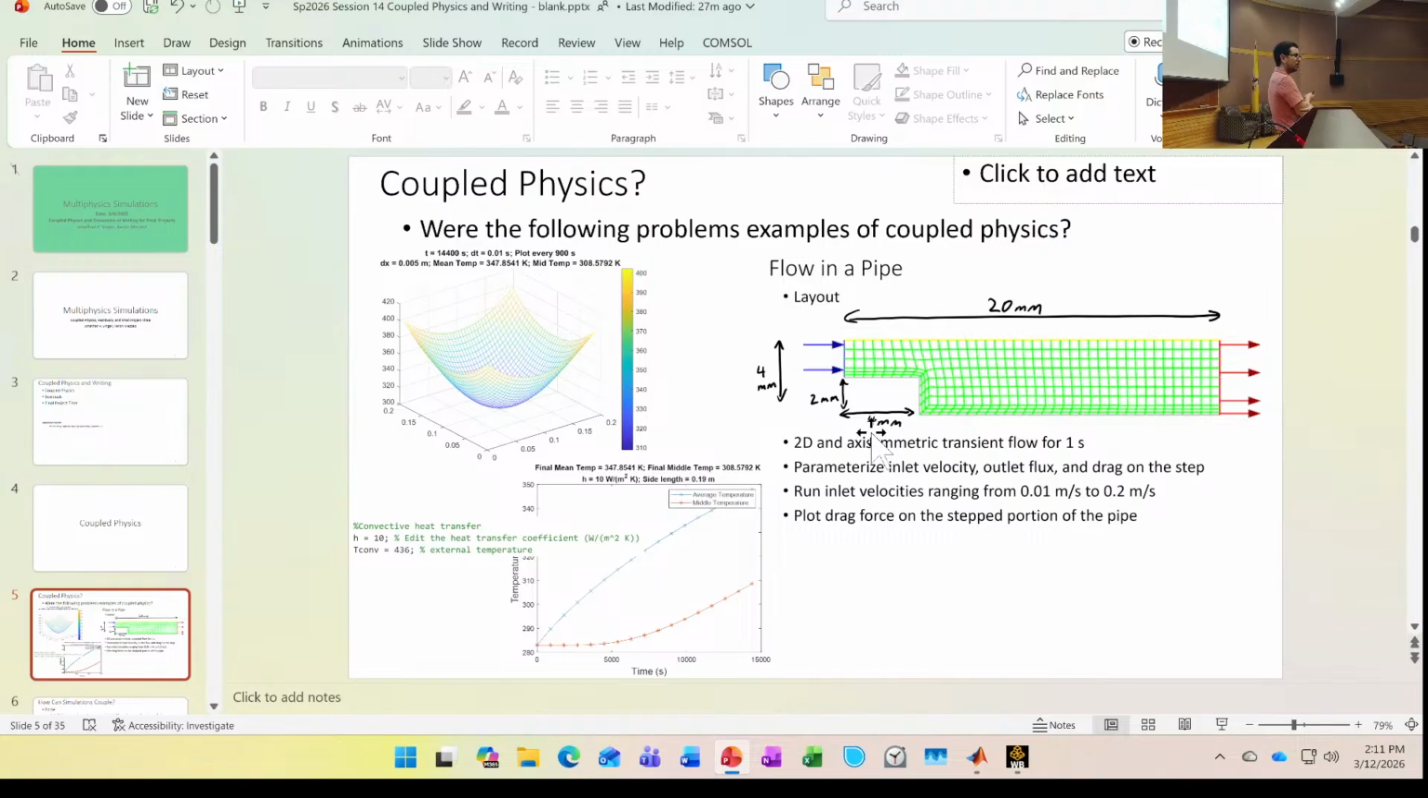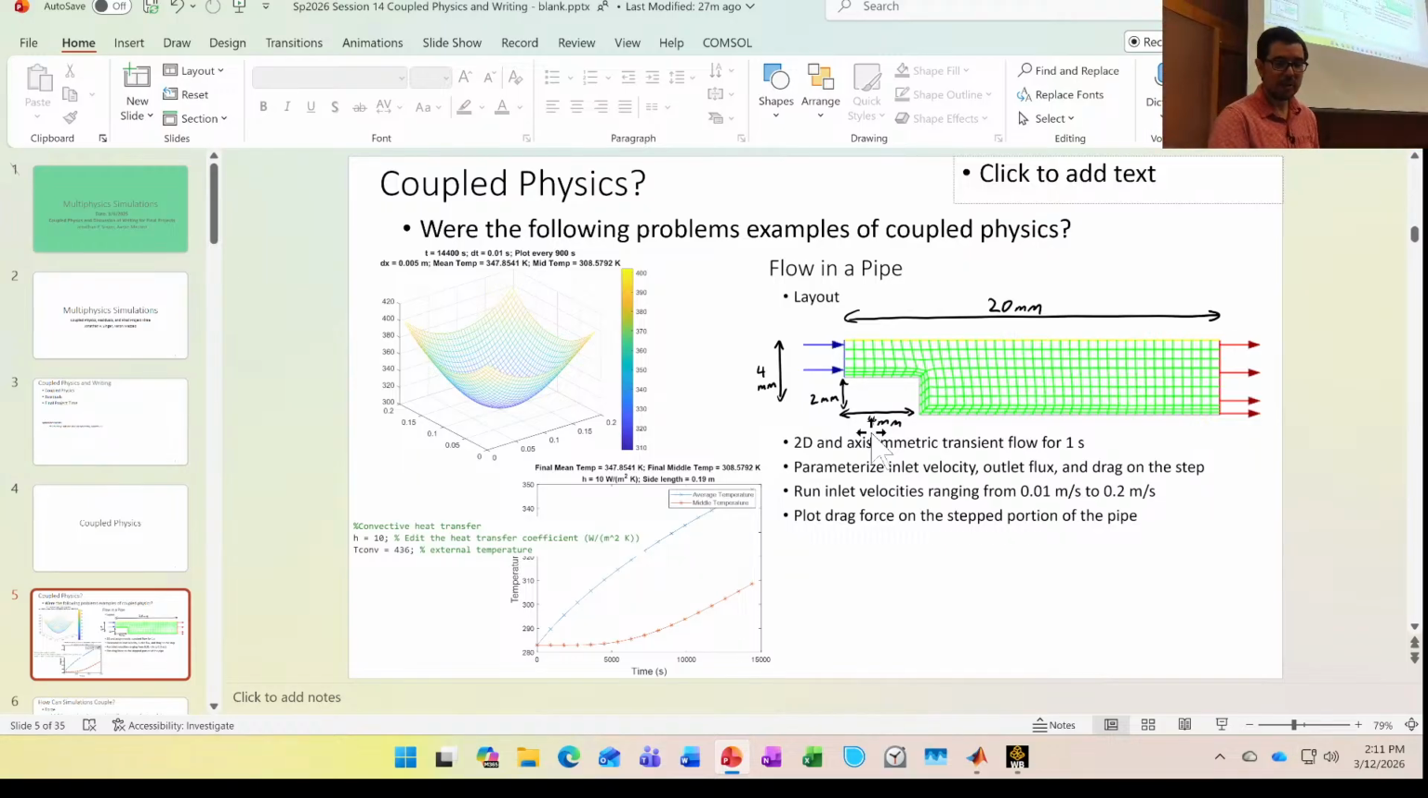And as a reminder, we have some examples here where we're looking at a turkey, and we have an example now with flow over a pipe. So what do you all think? Or any other examples?